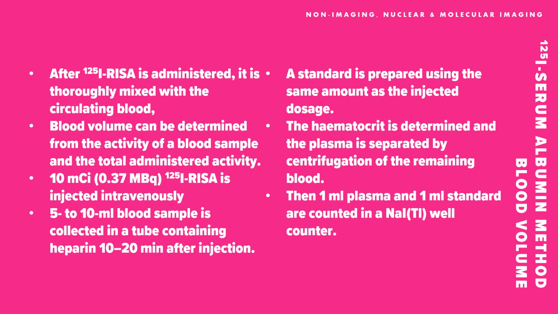So how do you separate the plasma and serum in the blood? By centrifugation. And afterwards, you're going to take 1 ml of plasma, and 1 ml of standard, which you're going to count in a sodium iodide scintillation well counter. So this is how you're going to measure. It's quite easy in terms of method.